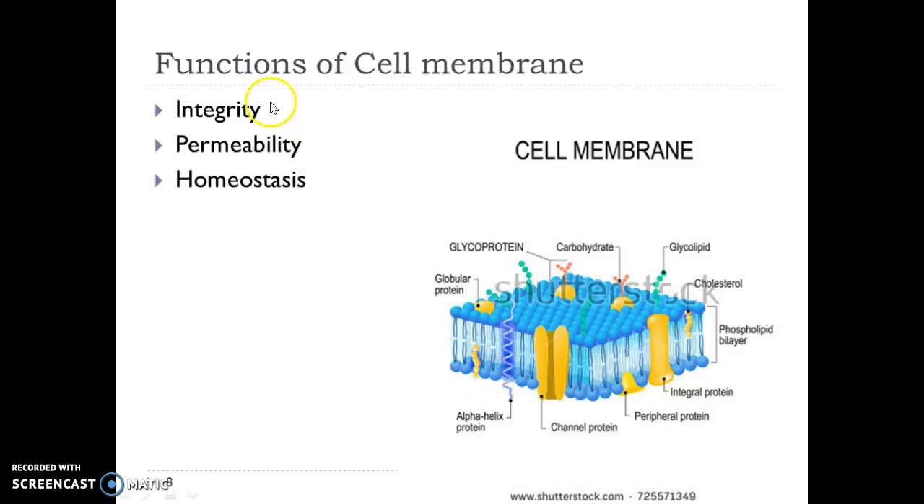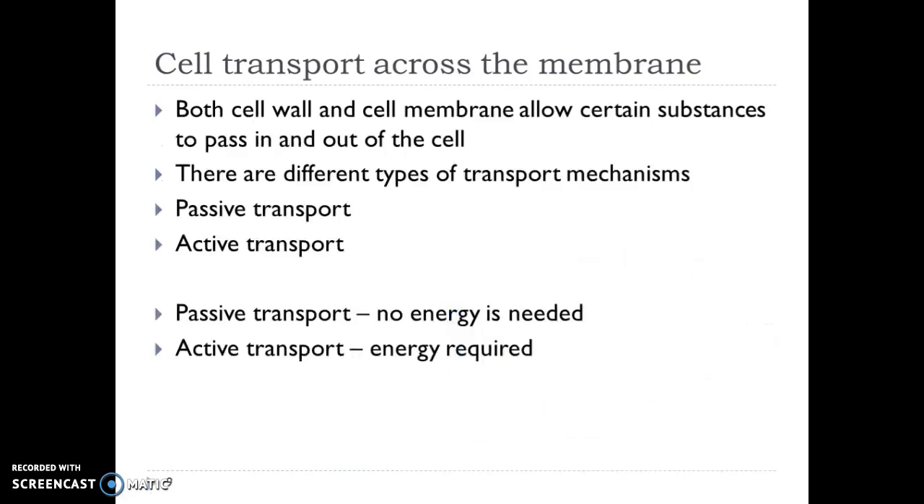And the functions are integrity, permeability, and homeostasis. Integrity means it maintains the integrity of the cell. Once the cell membrane is lost, the cell dies. That's why, for any fungus or bacteria entering into us, the antifungal or antibacterial drugs dissolve the cell membrane through lysis. So the permeability is lost and the fungal cells die. The permeability means it does not allow all the substances to enter. So the permeability is maintained, and this leads to homeostasis, balance in the cell.